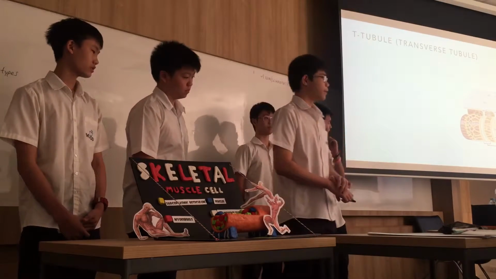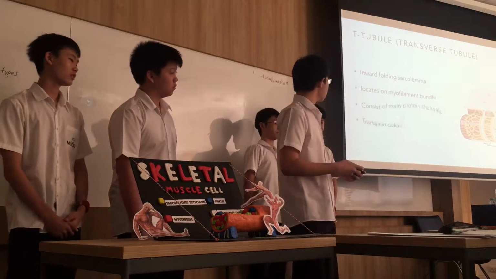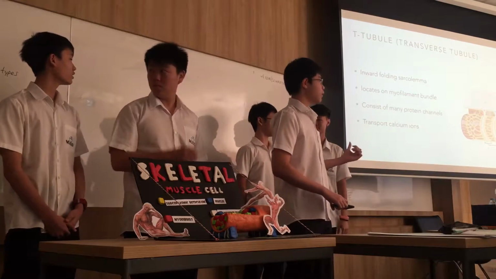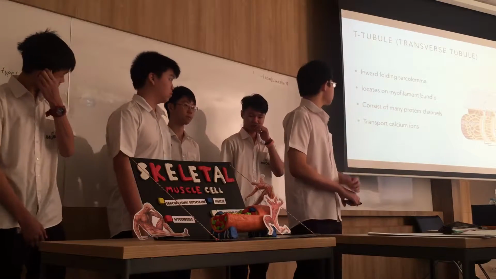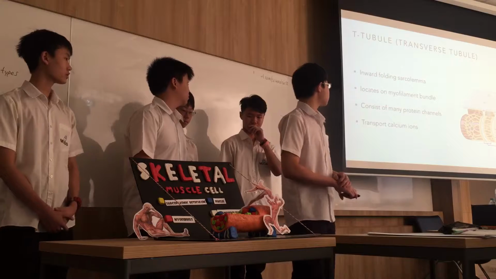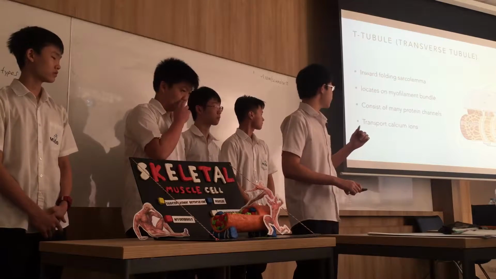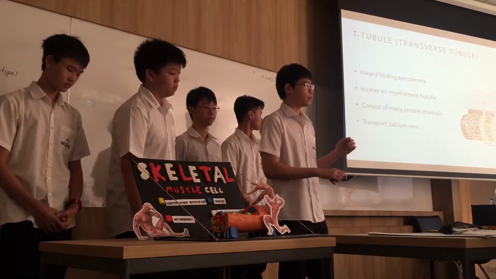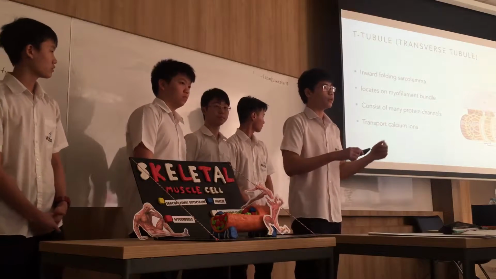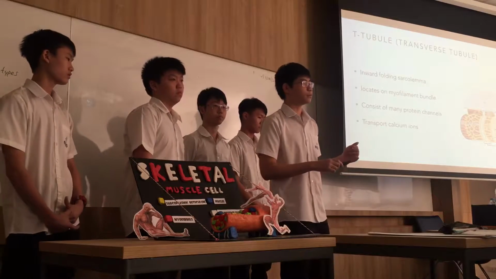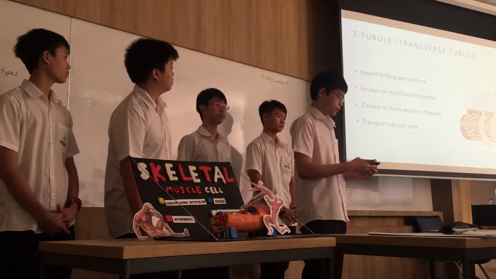So the next organelle is the T tubule, or transverse tubule. Like I said, the sarcolemma is holding the T tubule. The T tubule is located on a myofilament bundle. It consists of many protein channels which allow material to go through inside the cell. In this case, the material we talk about is calcium ions.